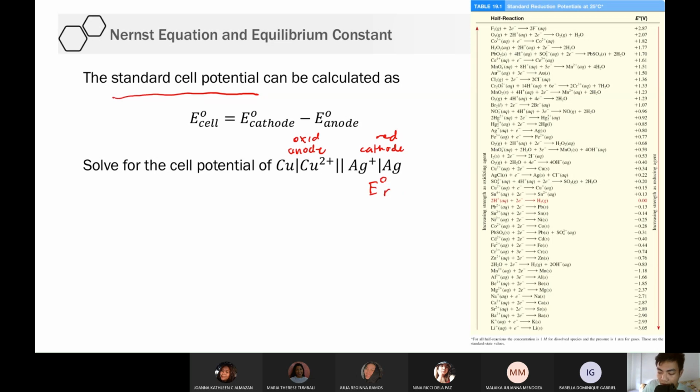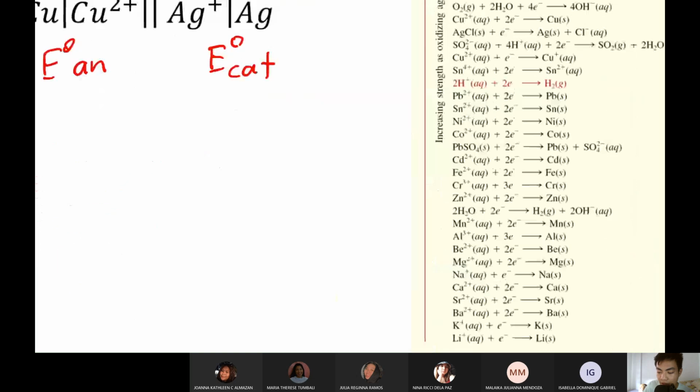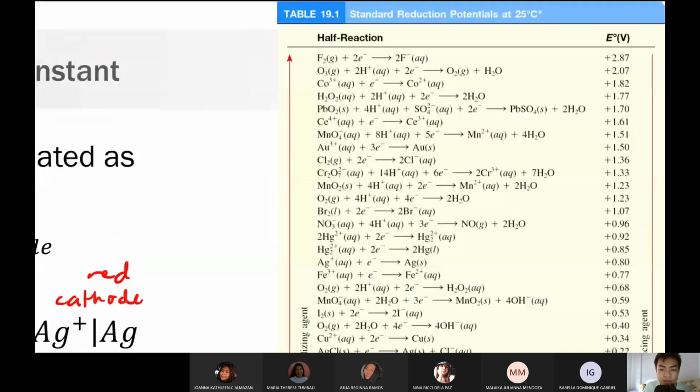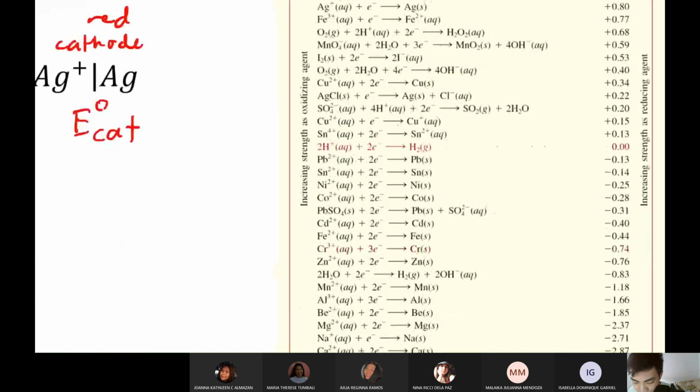So hahanapin mo lang kung ano yung value niyan. Hanapin mo yung value nito. Ano yung cell potential nito? Then saka mo siya i-plug in doon. So ang tanong, saan mo hahanapin yan? Dito sa table na nilagay ko. So hanapin natin yung ions na to. Copper 2 plus copper, silver plus silver. It doesn't matter if baliktad yung reaction dito sa table. Basta yung ions ay correct. So, hanap tayo ng species dyan.